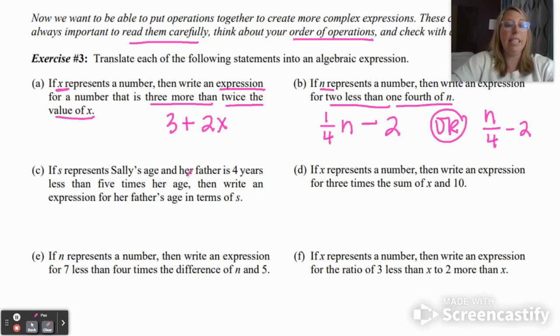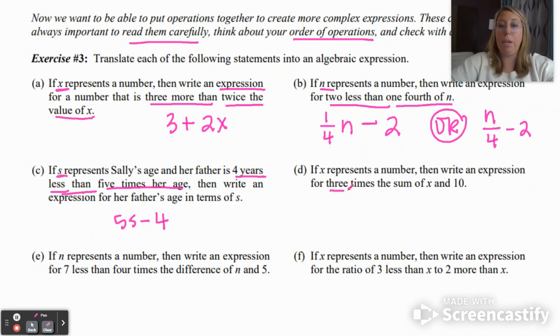C, we've got Sally's age and her father is 4 years less than, so 4 years less than means minus 4, 5 times her age referring to Sally, which they tell you is S. So 5 times S would go before your minus sign. Remember, less than is to flip. So 4 years less than means minus 4. 5 times her age, 5 times S.